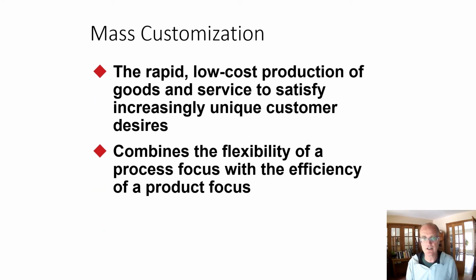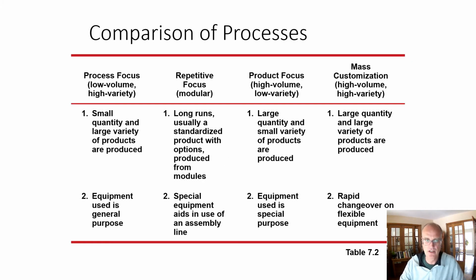Mass customization is rapid, low-cost production of goods and service to satisfy increasingly unique customer desires. It combines the flexibility of process focus with the efficiency of product focus. It is tough to do, but it is increasingly happening with things like computer manufacturing and other things. And so let's talk for a couple of minutes comparing and contrasting. So I'm going to focus on process focus and product focus, and mention a couple of times where repetitive focus and mass customization sort of come in.